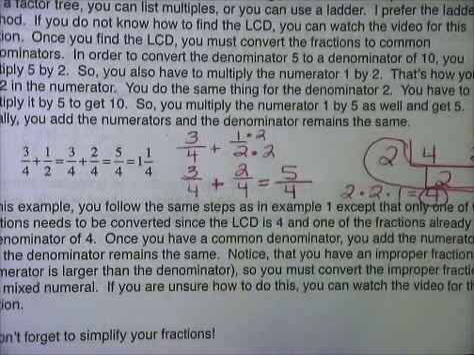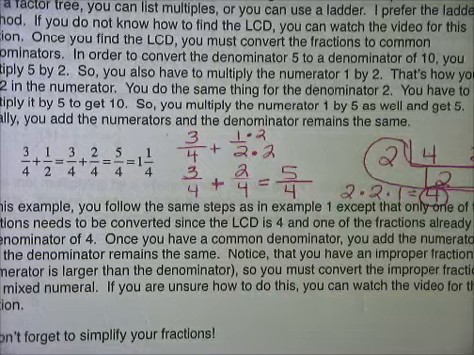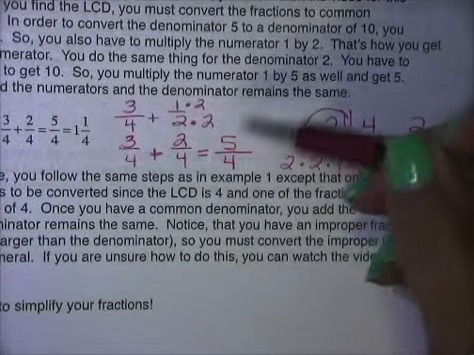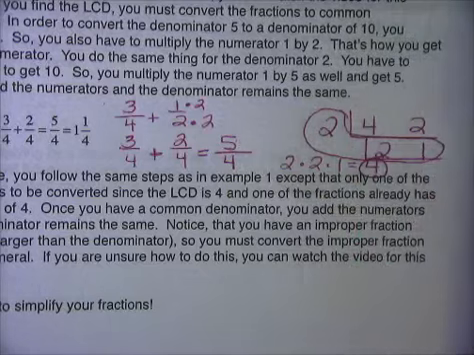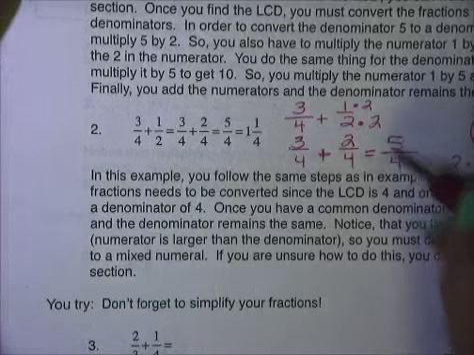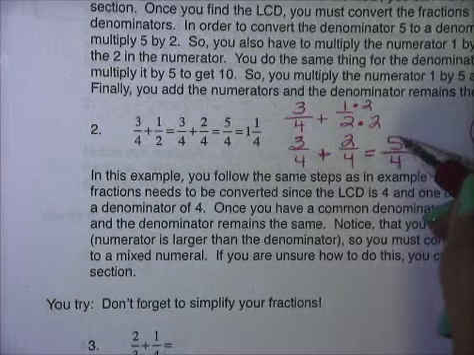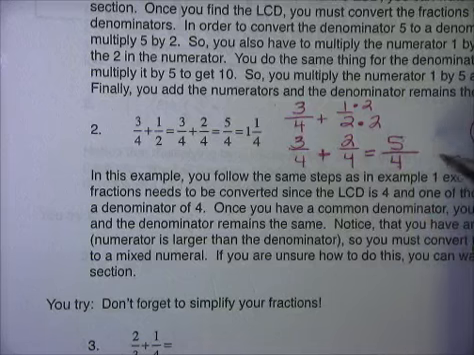Now we have an improper fraction. So with an improper fraction, we can't leave it this way. We need to change it to a mixed numeral or mixed number. And to do that, we're going to take our numerator and divide it by the denominator. Now you can do that a couple of ways. You can do it in your head. 5 divided by 4 is 1. 4 goes into 5 one time. 1 left over, 1 over 4.